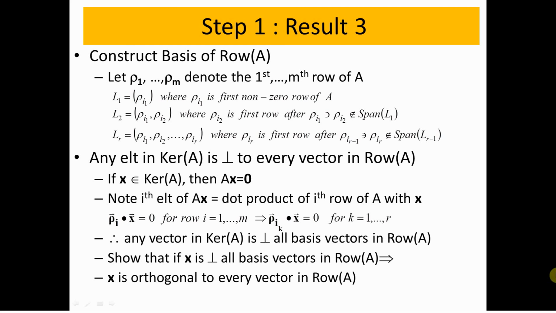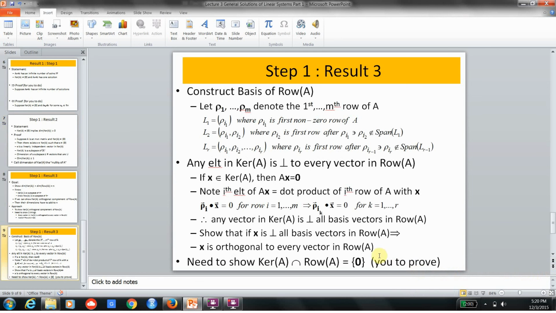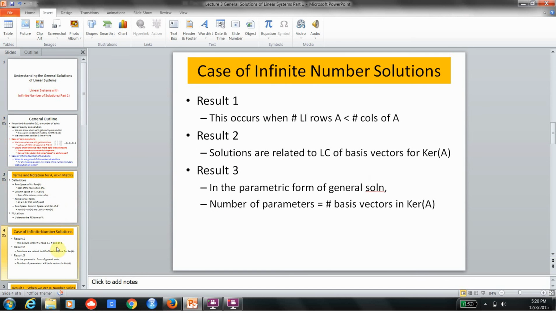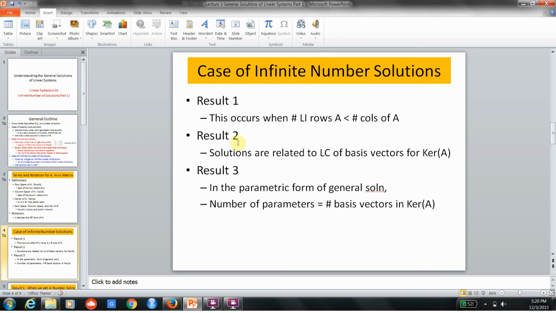Okay. And the last thing you need to show is that the intersection of these two subspaces is the zero vector. And I'm going to leave that as an exercise for you to prove. Okay. And that's it for the first part. So we've basically done up to here right now. Okay. And we're going to get these last two topics in the next video.